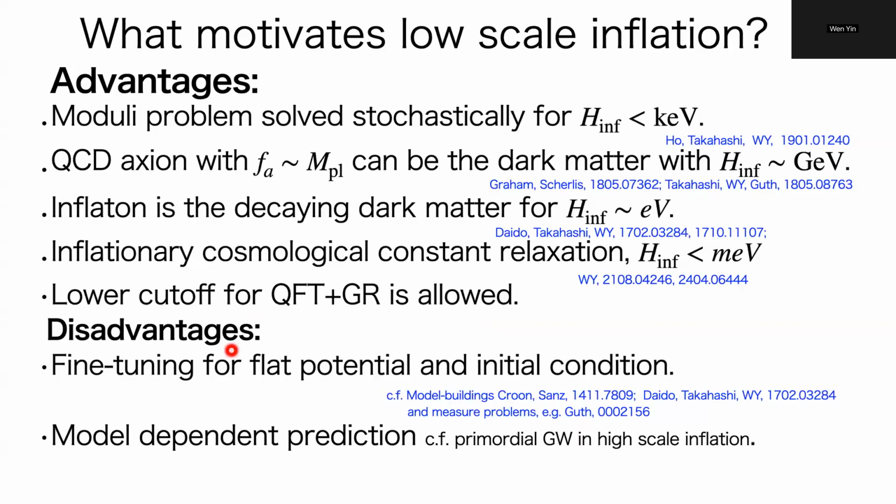On the other hand, we also have some disadvantages. It is usually said that if the inflation scale is so low, then we have fine-tuning. We have two kinds of fine-tuning. One is the fine-tuning for having the slow-roll, to have a flat enough potential. Another fine-tuning is the initial condition. So we need to put the inflaton field in the position where the potential is flat. But those kinds of fine-tuning can be at least partially addressed by model building.